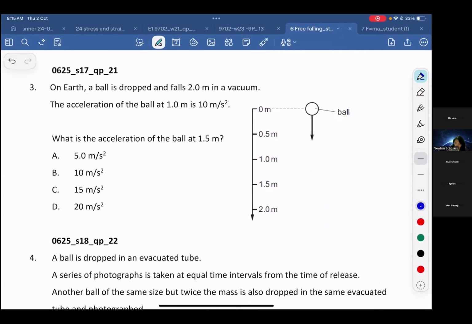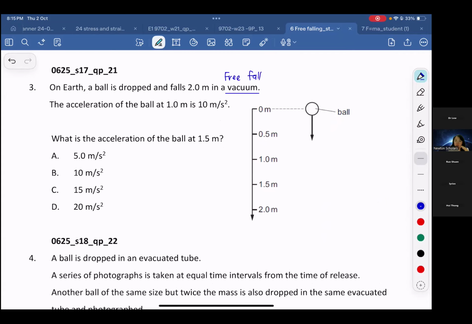On Earth, a ball is dropped and falls 2 meters in a vacuum. Highlight, underline vacuum. Once you see vacuum, it is also the topic about free fall. The acceleration of the ball is 10 meter per second.